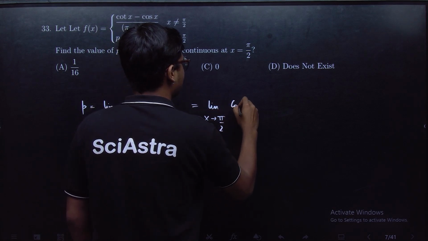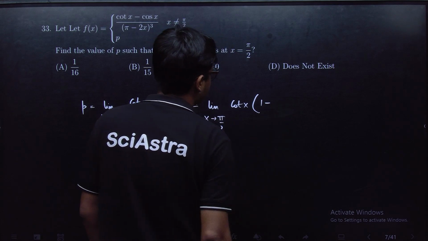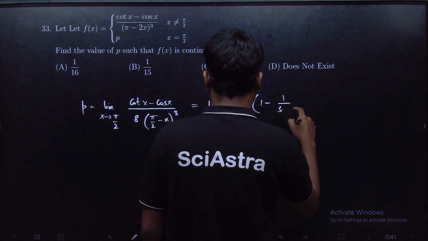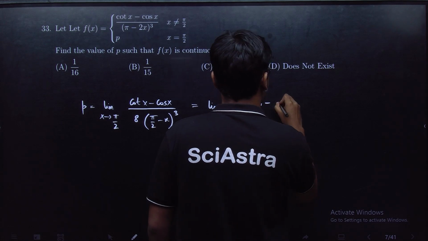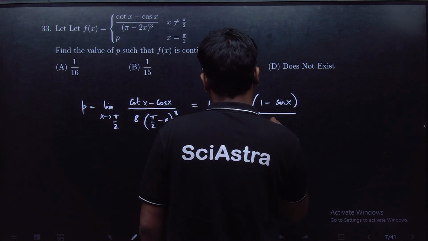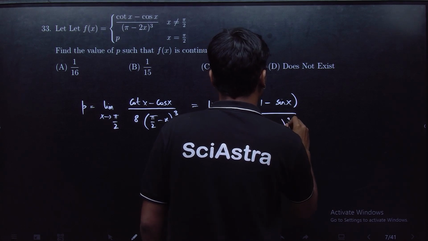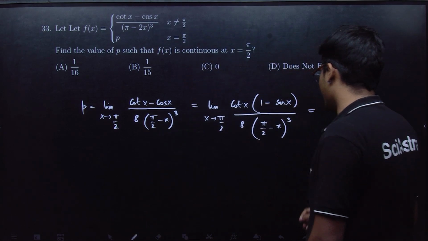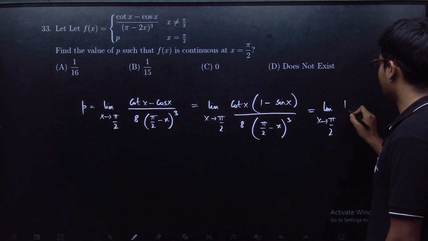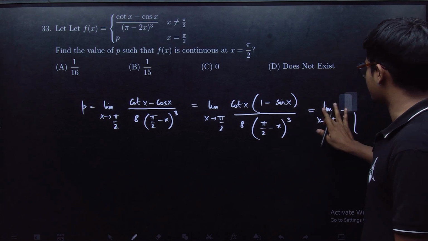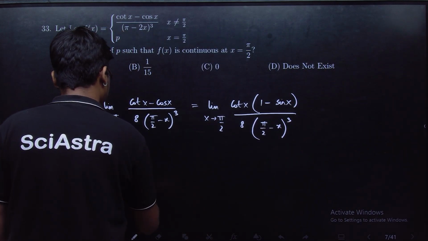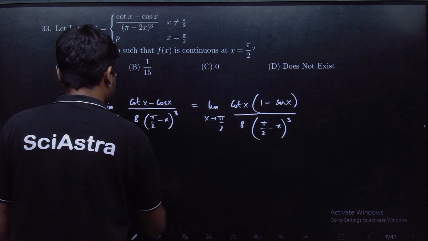Now from the numerator, if I take cot x common, I can rewrite this as cot x times 1 minus, what is this going to be? 1 by sin x, right? This is cos x by sin x. Sorry, times sin x, right? Divided by 8 times (pi by 2 minus x) whole cube. Now, if I'm a little smart over here, I'll rewrite this as the limit as x goes to pi by 2. Keep the 1 by 8 outside, and take the limit as x goes to pi by 2.